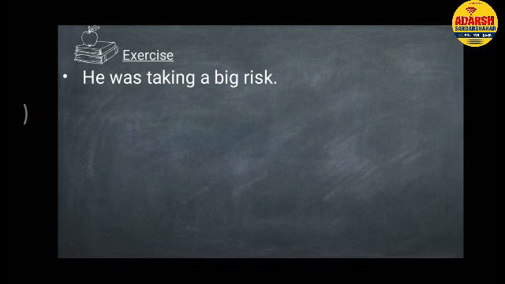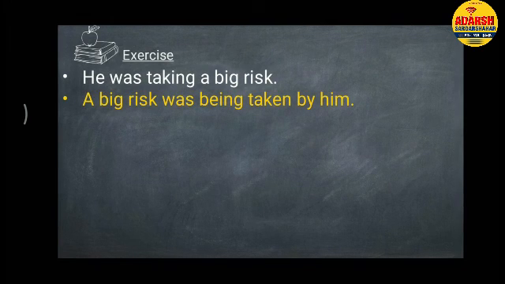In that, our first step was identify subject, verb and object. Here our subject is he because he is the doer, and the verb is taking because taking is the action, and our object is a big risk because our action is performing on it. So here we have our subject, object and verb. Now in this we put the verb's third form, right? So we change taking to taken, and as a helping verb we are going to use was being. Okay, so let's see our passive sentence, which is: a big risk was being taken by him.